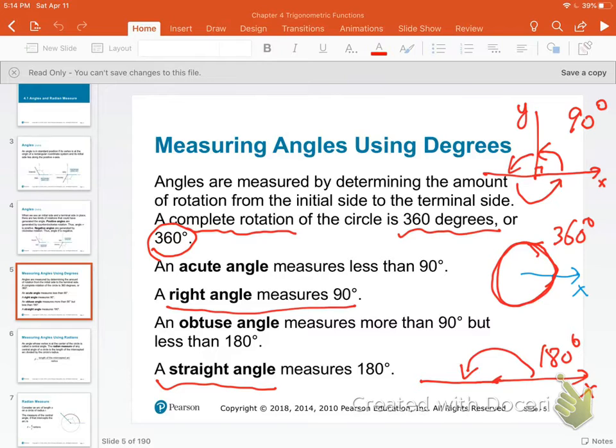If you have an angle which is less than 90, then it's an acute angle. If you have an angle between 90 and 180, it's an obtuse angle. Okay, obtuse angle. So this is degree measure.